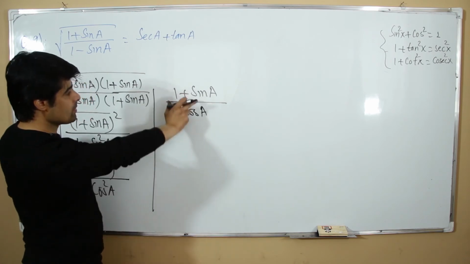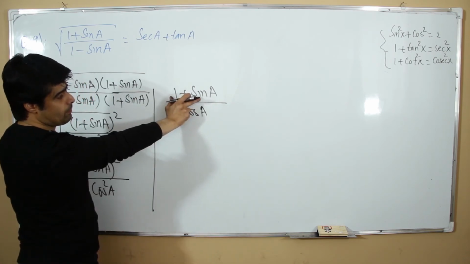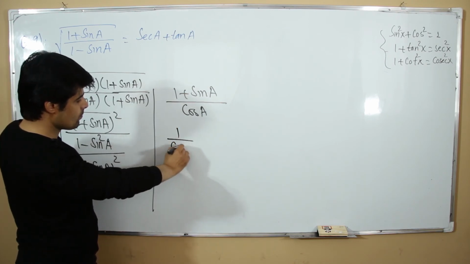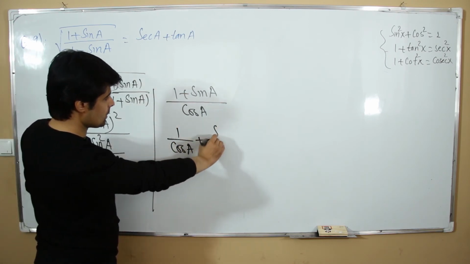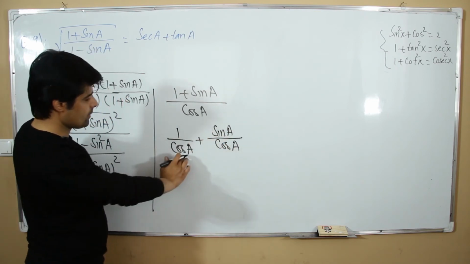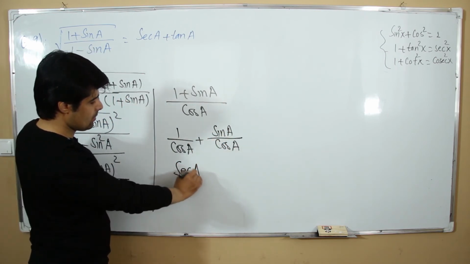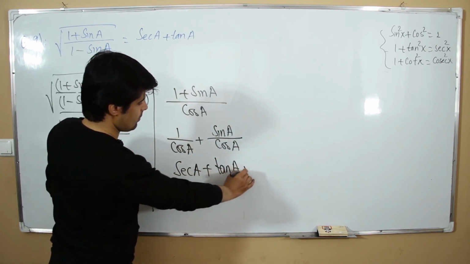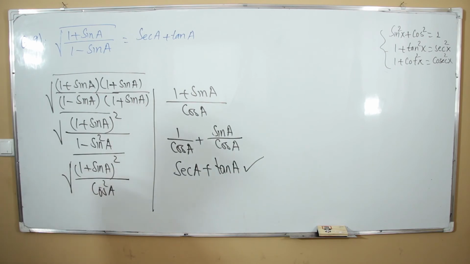Now division of a polynomial by a monomial. 1 divided by cosine A, sine A divided by cosine A. 1 divided by cosine, it is secant A. Sine divided by cosine, it is tangent A. Write it please.